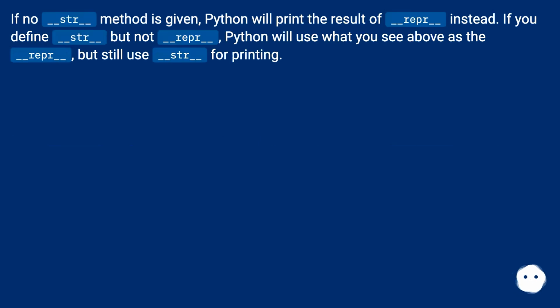If no __str__ method is given, Python will print the result of __repr__ instead. If you define __str__ but not __repr__, Python will use what you see above as the __repr__, but still use __str__ for printing.